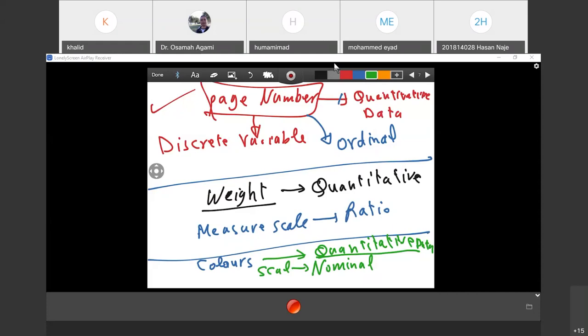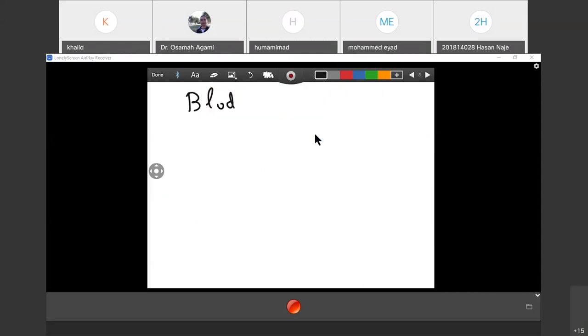This is the main point of statistics. You have to know the data type. Blood type. What is the data type of this one? Nominal. Nominal, excellent. So is it quantitative or qualitative? Qualitative. Why is it qualitative? You cannot count them. You cannot add blood type A plus blood type B and get a new one, right? So this is qualitative. What is the scale measure for this one? Nominal. Excellent.